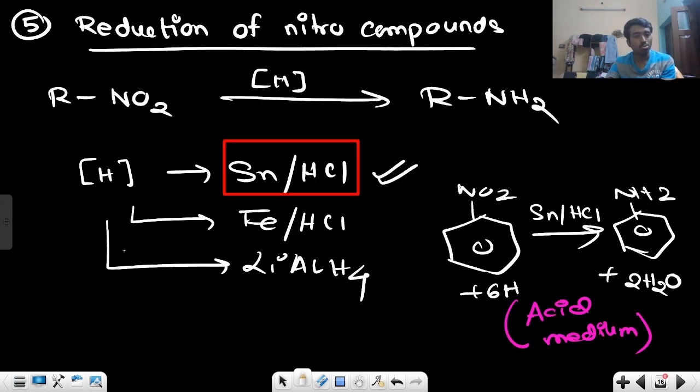Reduction of nitro compounds. If you have to go from nitro to amine, then you have to reduce it. If it is aliphatic, no problem. If it is aromatic, then in acid medium only, otherwise it will give some other product.